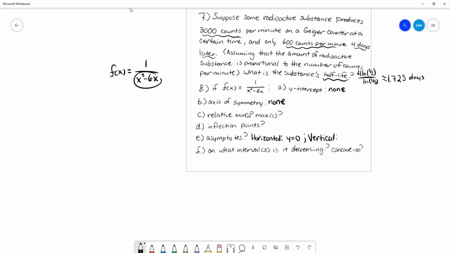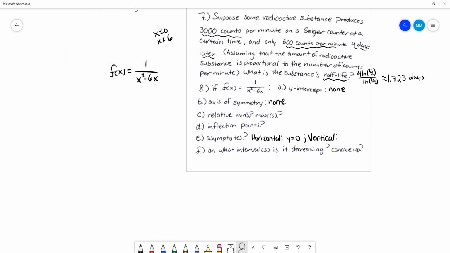We know that x can't equal 0 because that would make the denominator equal to 0. But I also want to see if there's any other possibilities where that would be equal to 0. And that would mean x squared equals 6x. So x equals 6, because I have to divide off those x's. Okay, so x can't equal 0, and it can't equal 6, because both of those make the function undefined.